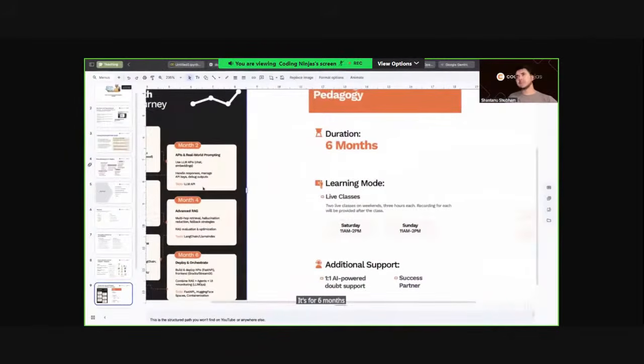It's for 6 months. There will be live classes every Saturday and Sunday from 11 a.m. to 2 p.m., that is 3 hours. You will also have one-on-one AI-powered doubt support, as well as a success partner who will help you with every small to bigger doubt that you will have. That's what you should be getting.